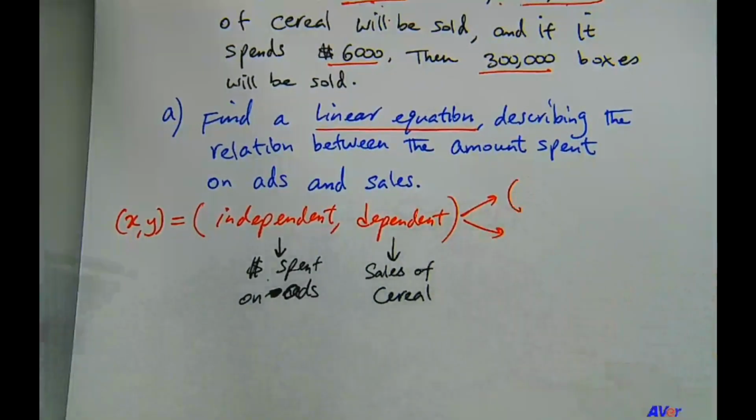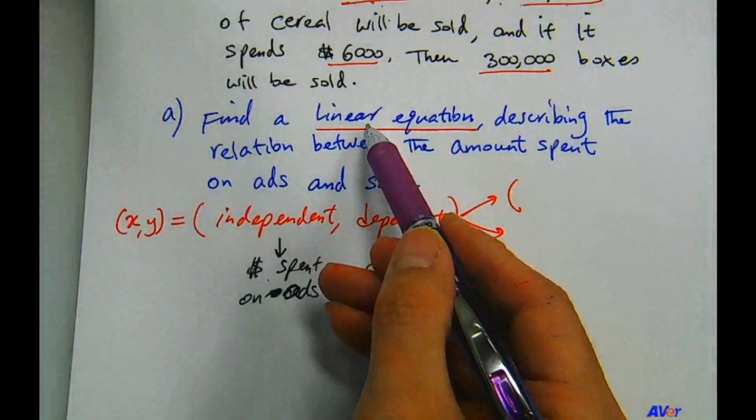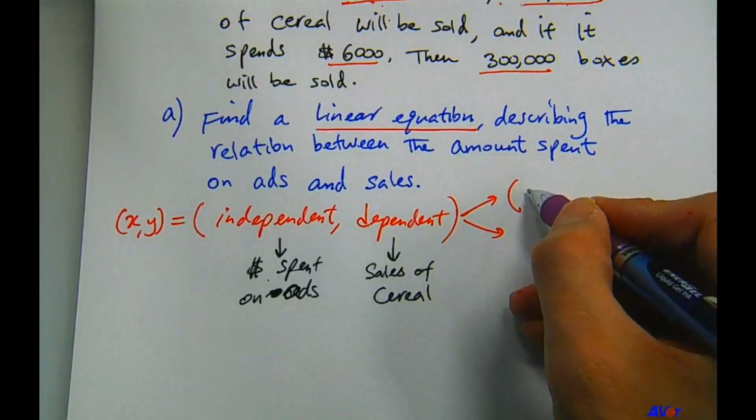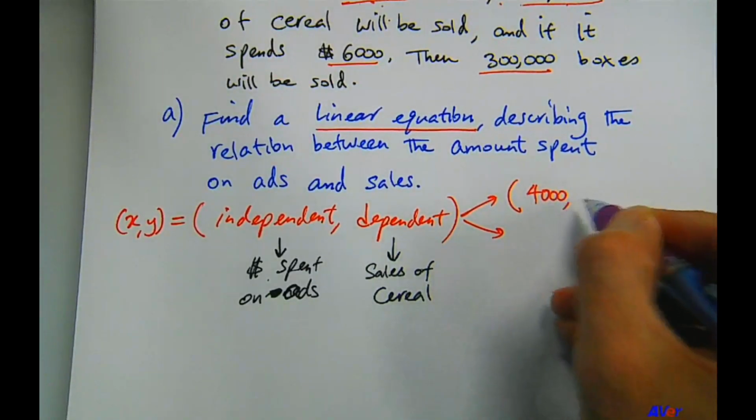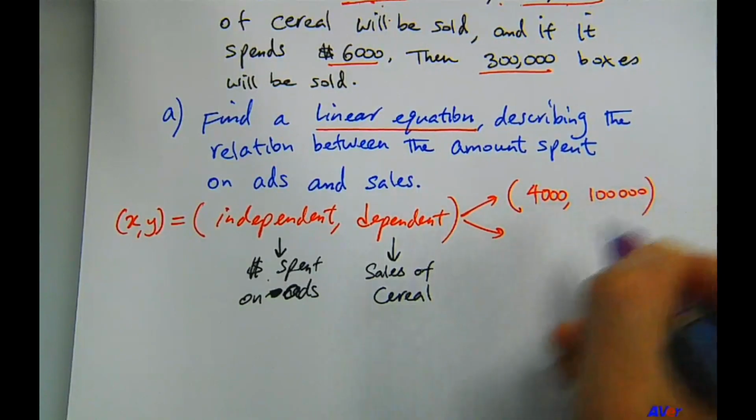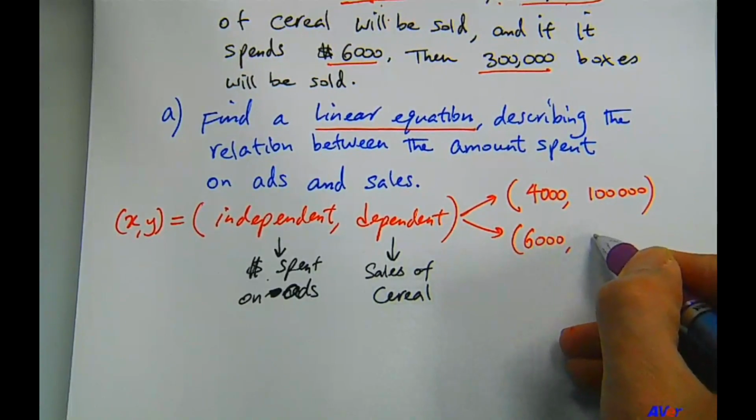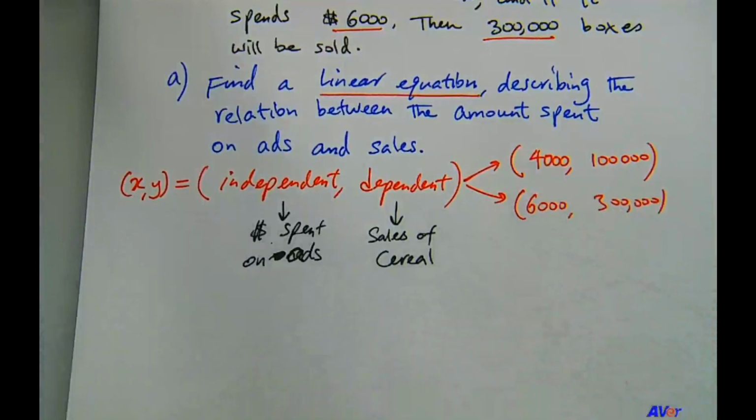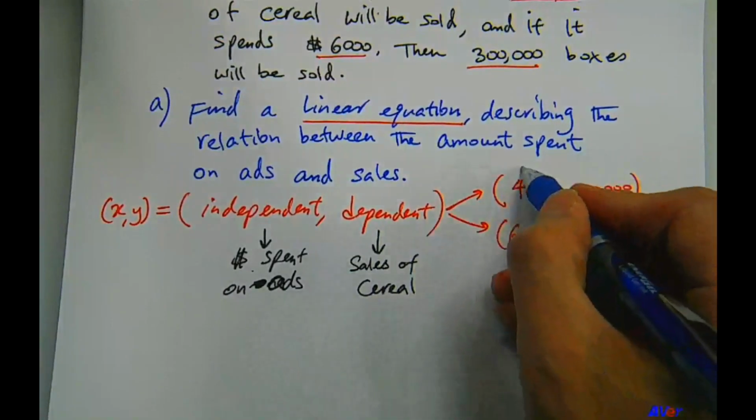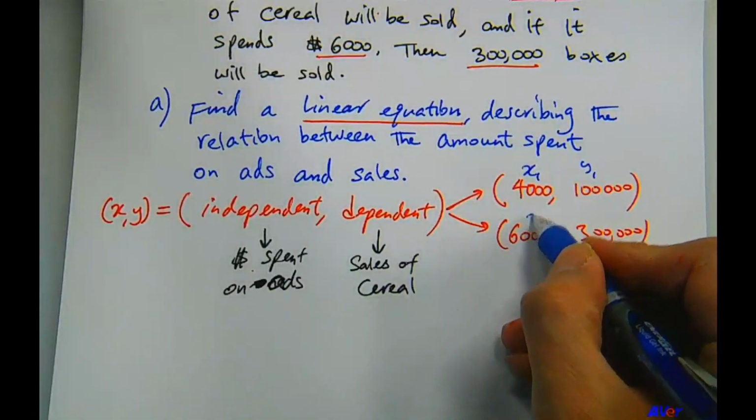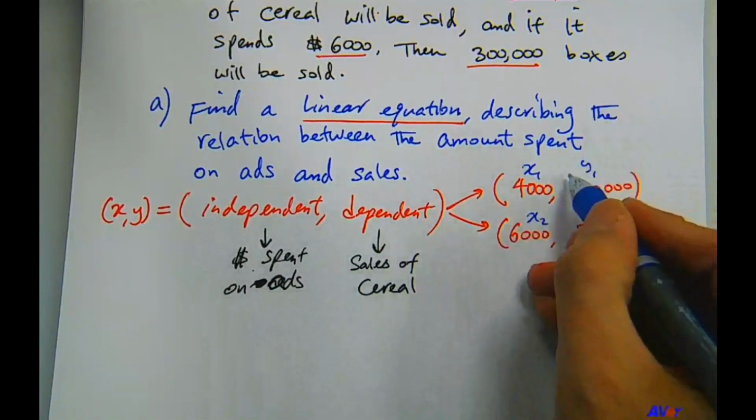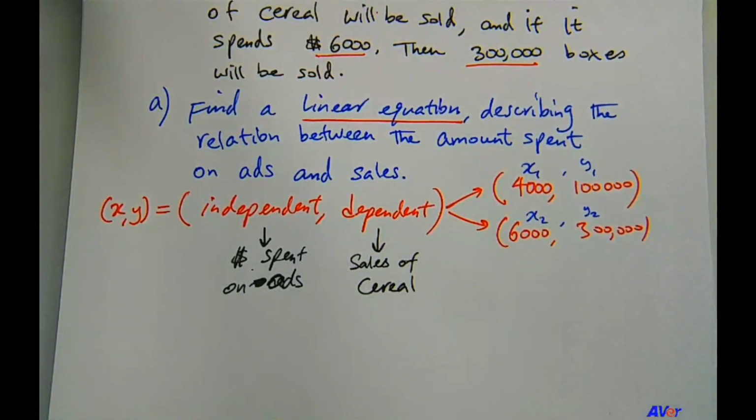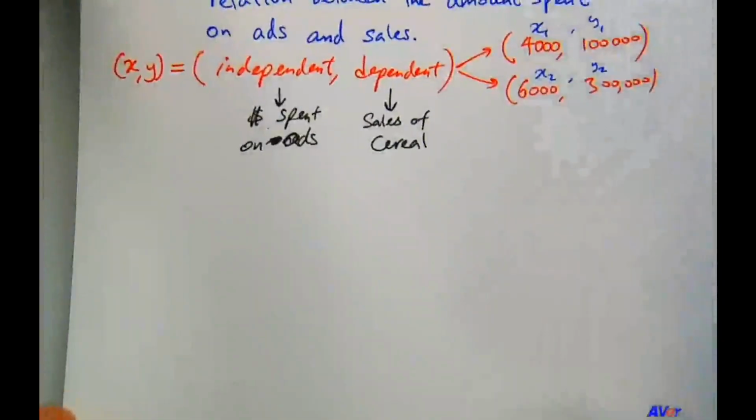So let's use that to set up our points, because we're going to find a linear equation and we need at least 2 points for that. All right, so we have when 4,000 was spent, 100,000 boxes were sold. When 6,000 was spent, 300,000 cereal boxes were sold. So now these 2 points become our x1 comma y1 and x2 comma y2. So now we can use these 2 points to find the slope and then ultimately find the equation. So let's do that.